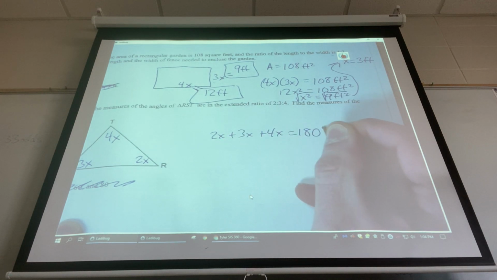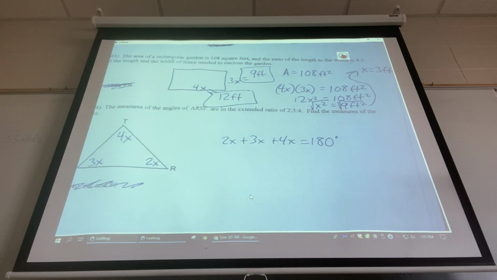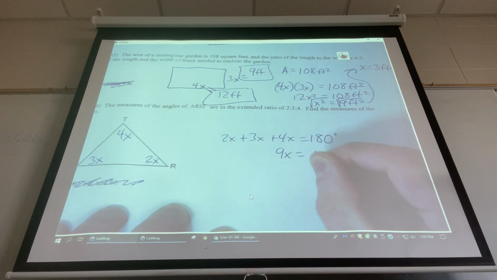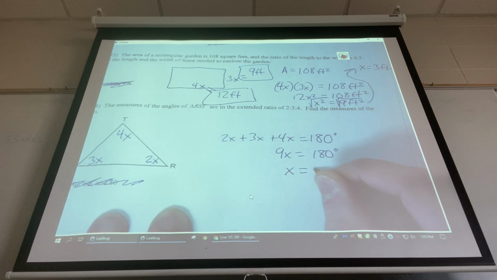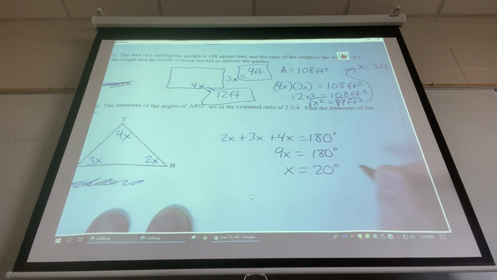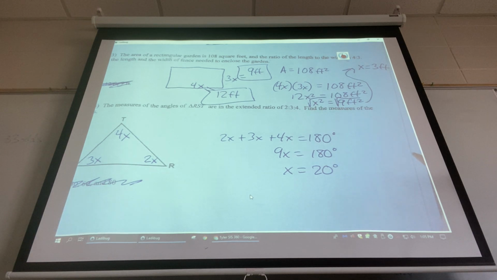So there we're using some triangle knowledge. And combine those like terms. 9x equals 180. Divide by 9. x equals 20. Now, did it tell us, I mean, we created x, right?